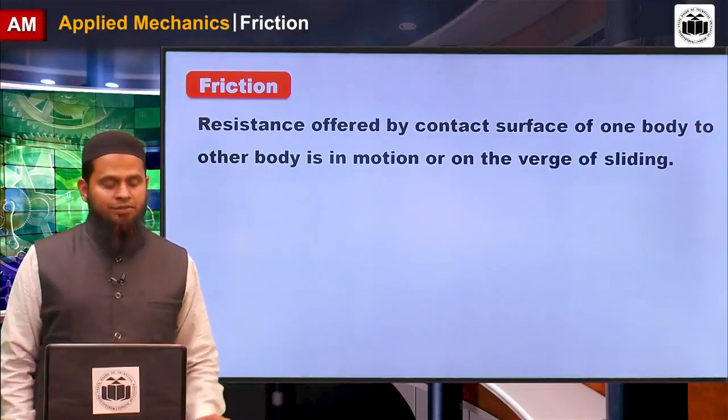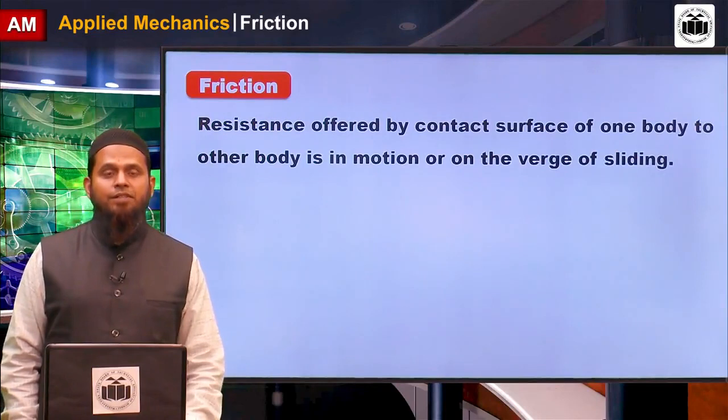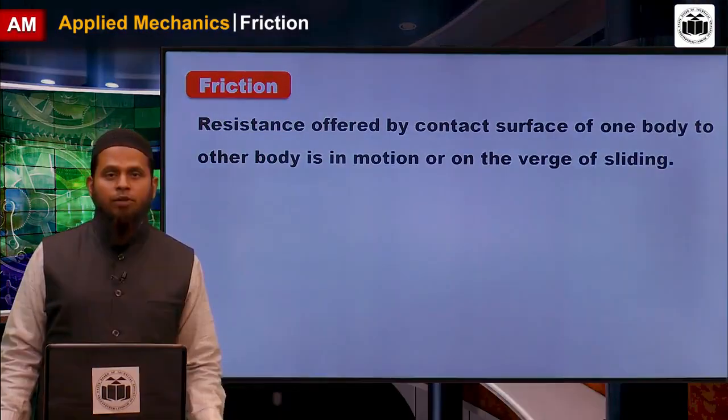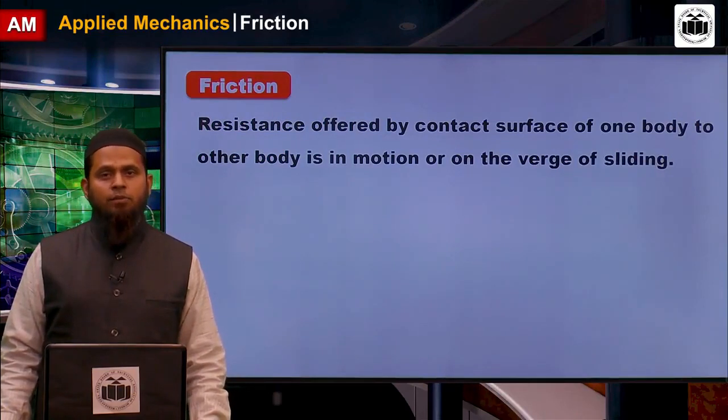First of all, friction. What do you mean by friction? Resistance offered by the contact surface of one body to another body which is in motion or on the verge of sliding is called friction or frictional force.